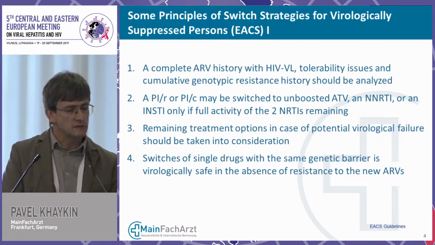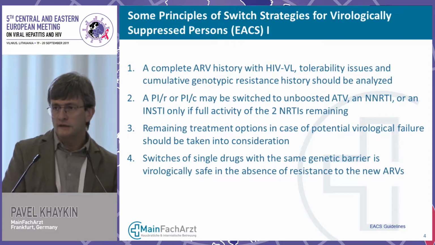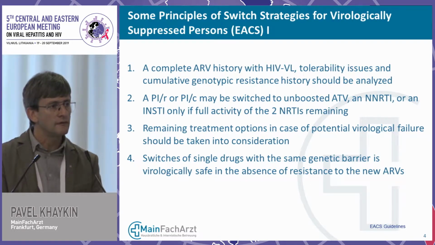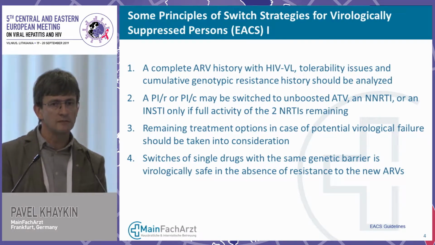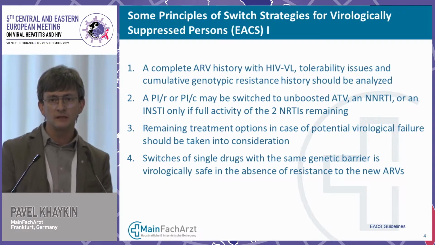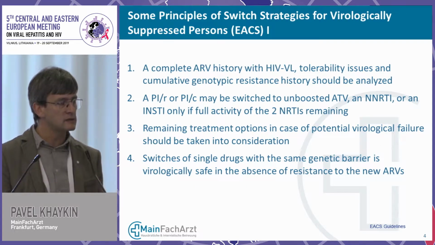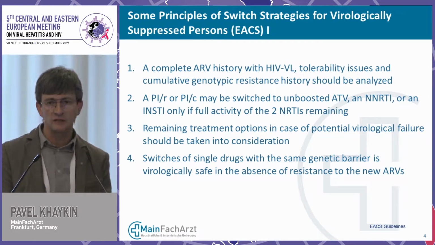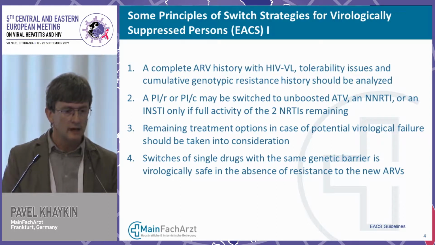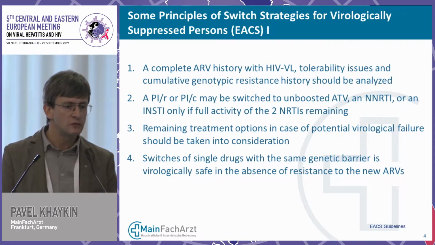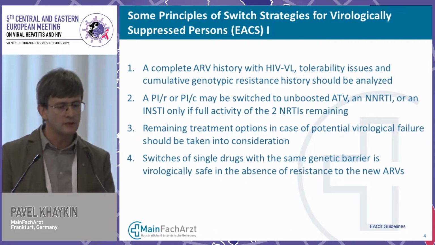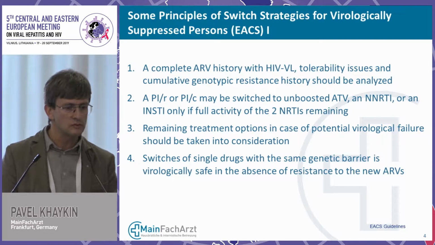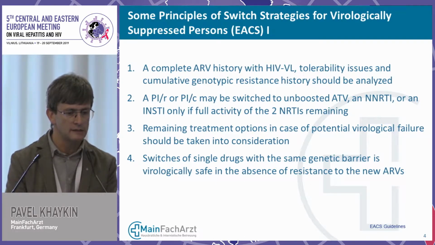in virologic suppression. We look at the complete history of viral load suppression, of tolerability, of cumulative genotypic resistance. It is important to look at which resistance the patient already had in the past, because if we change in virologically suppressed patients, we have no possibility to make resistance tests at all, so we look at the history. If we change from protease inhibitors, we need at least 2 fully active drugs. For example, if we change to an NNRTI, we look for 2 fully active NRTIs.